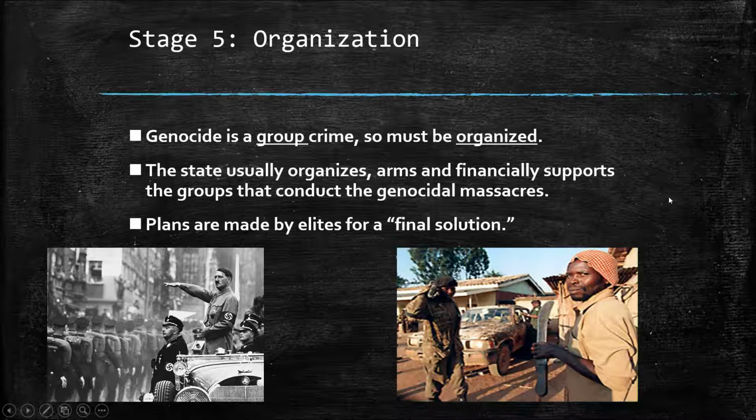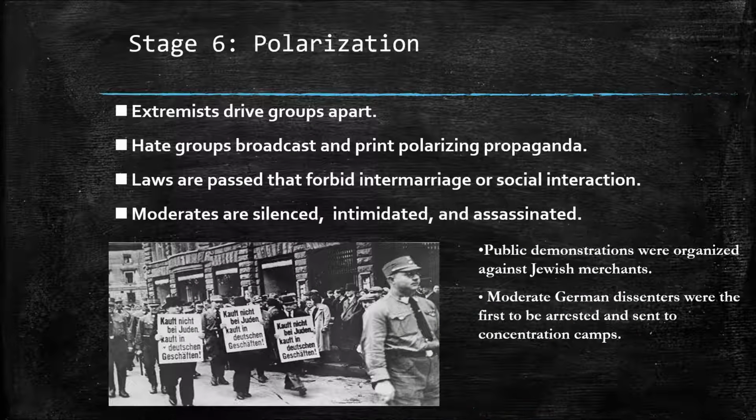And again, going back to my earlier point, if we do not stop genocide early, it festers and gets worse till the inevitable end. Now, stage 6 is polarization, where extremists will drive groups apart. They will physically separate people, and there will be hateful propaganda and print media to separate people into groups. There will be laws passed to forbid intermarriage. Certain people can't talk to one another.